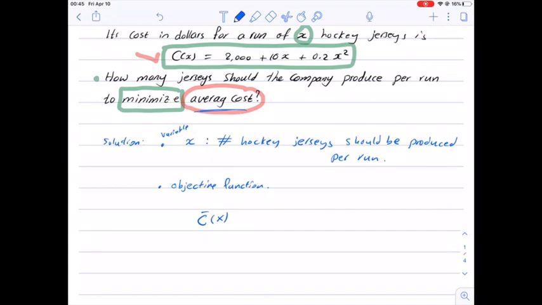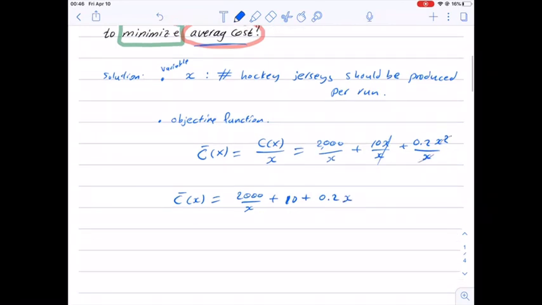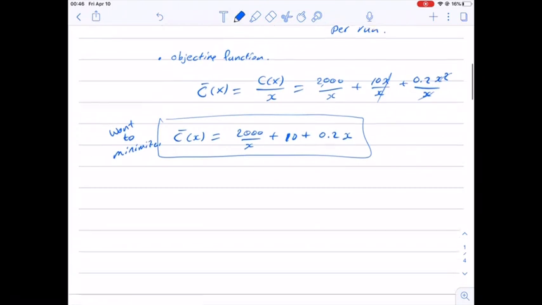The average cost is denoted as C bar of x, and it's equal to the cost function divided by x, the quantity. Now c of x is given, so it's 2000 over x. We divide each term by x, 10x over x plus 0.2x squared over x. Now we simplify, so c bar of x is 2000 over x plus 10 plus 0.2x. Now we have the function that we want to minimize.